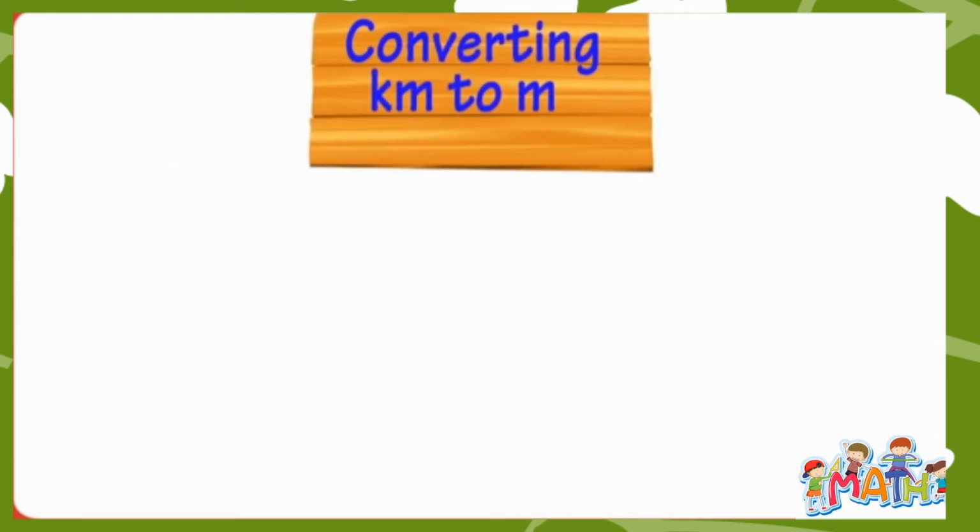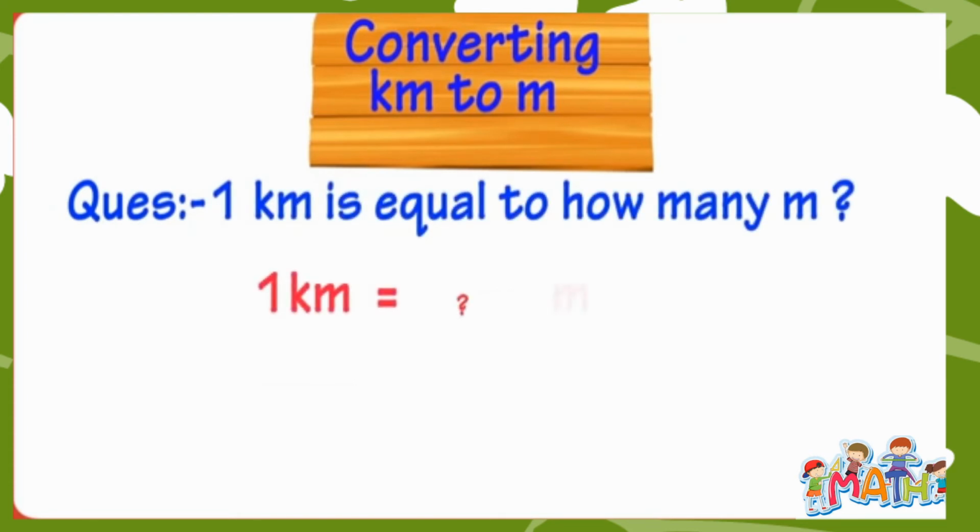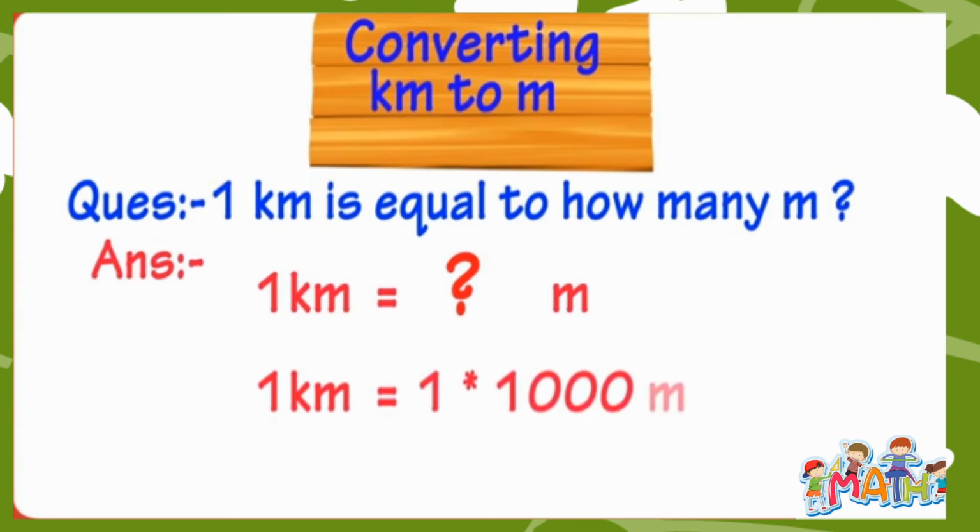Now let's learn converting kilometers to meters. We have 1 kilometer is equal to how many meters? In converting kilometers to meters, we need to multiply by 1000. Again, if we want to convert kilometers to meters, we need to multiply by 1000. So we have 1 kilometer is equal to 1 times 1000 meters. So what is 1 times 1000?